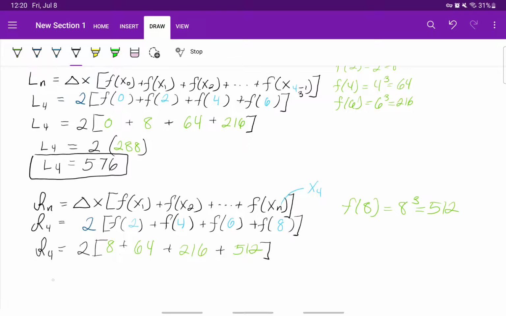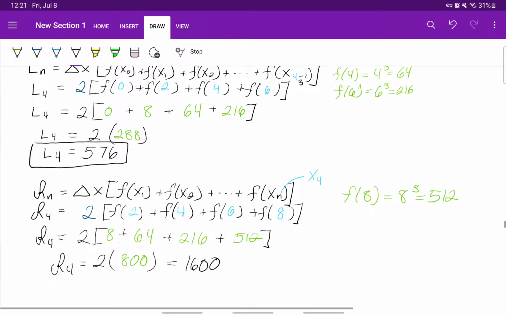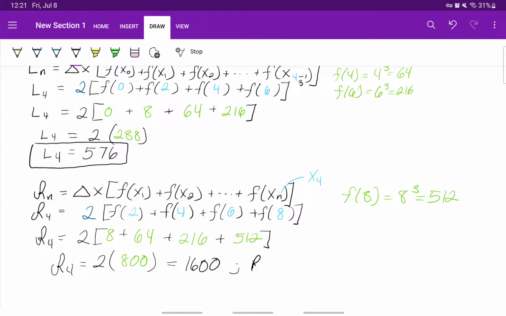So let's add the numbers that are inside of the brackets and then multiply that by 2. We already know that 8 plus 64 plus 216 is 288. 288 plus 512, that is 800. And 2 times 800 is 1600. And that is the answer using right endpoints.